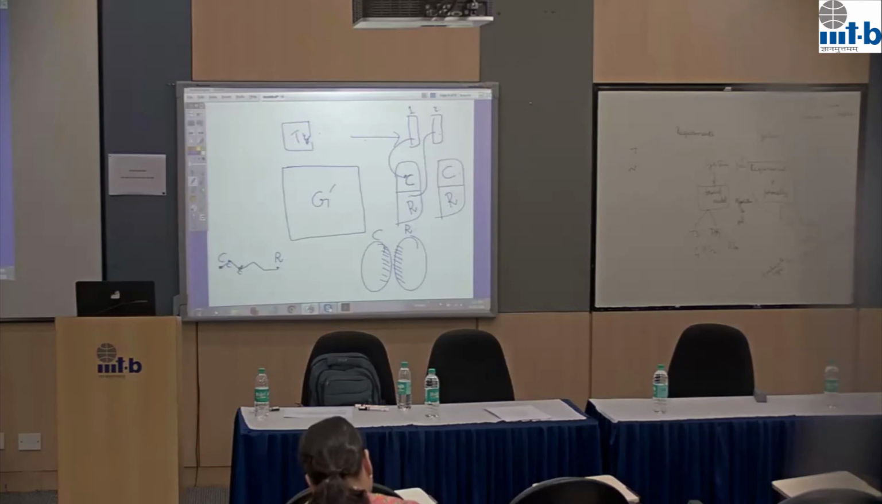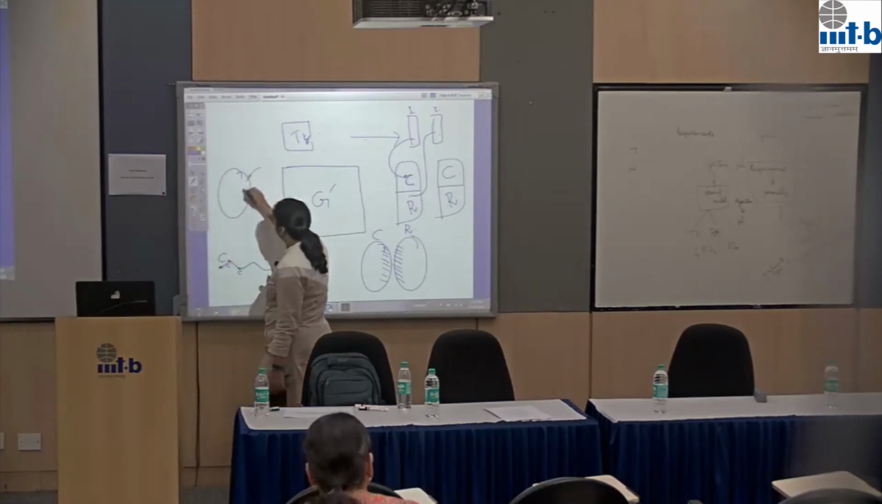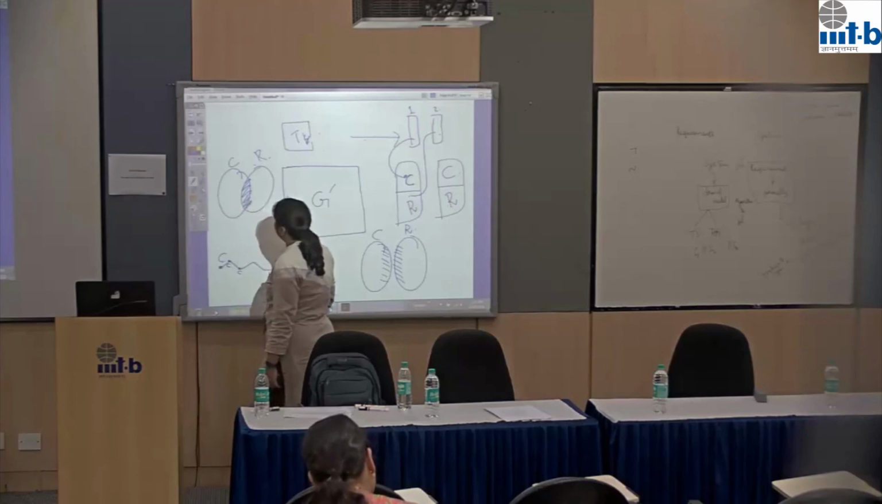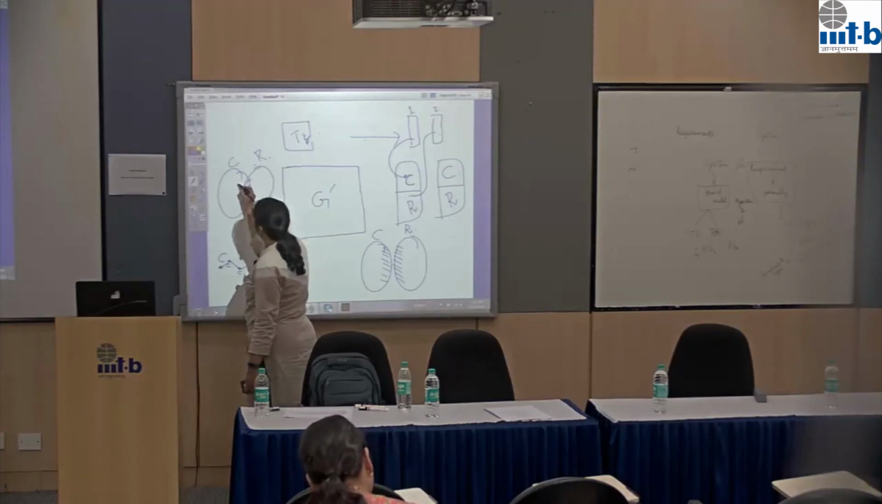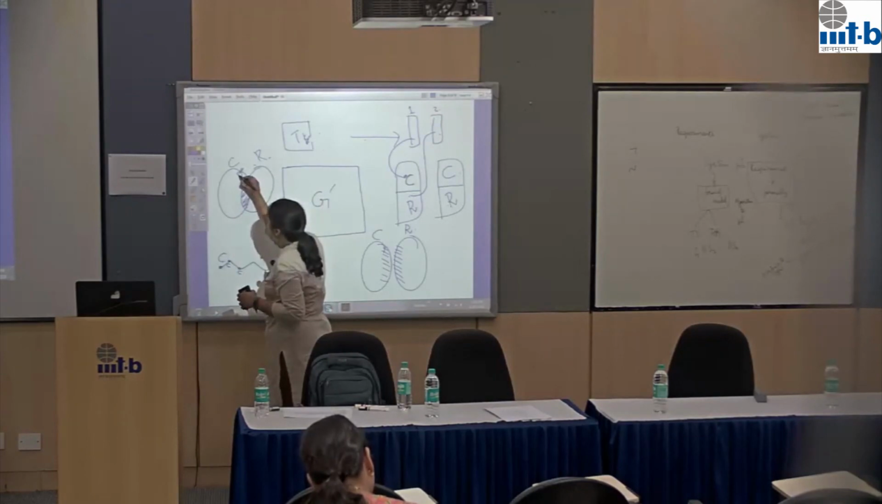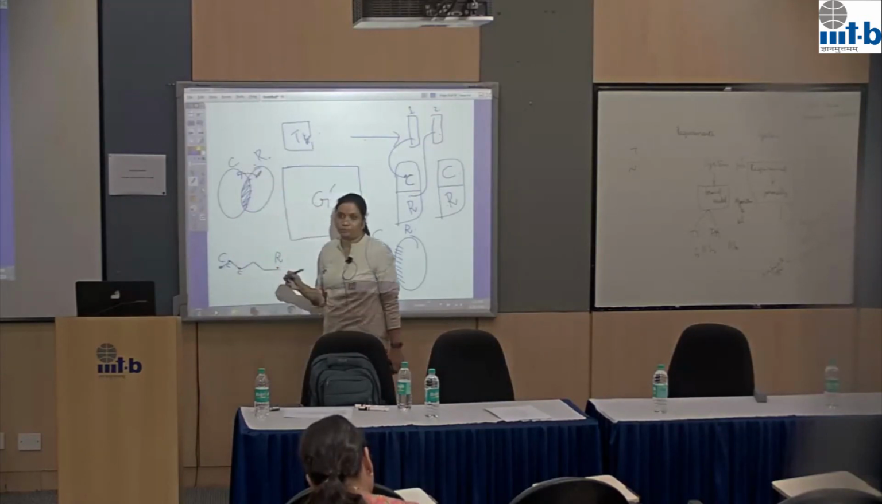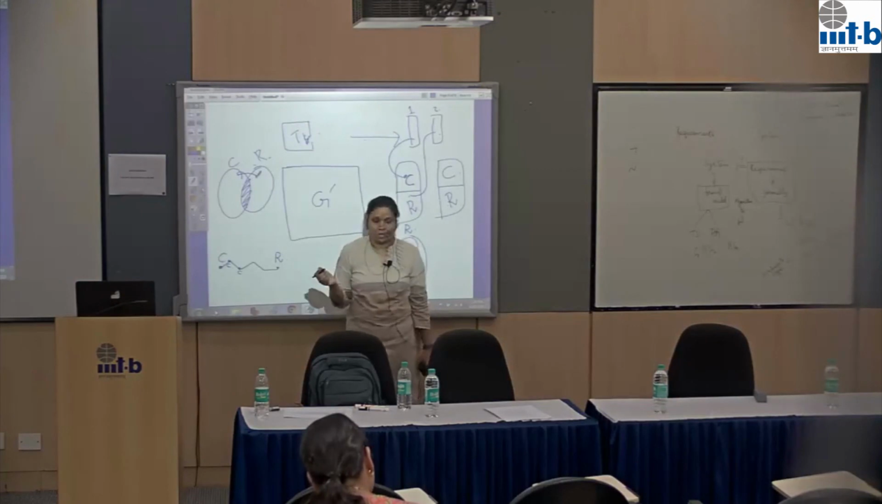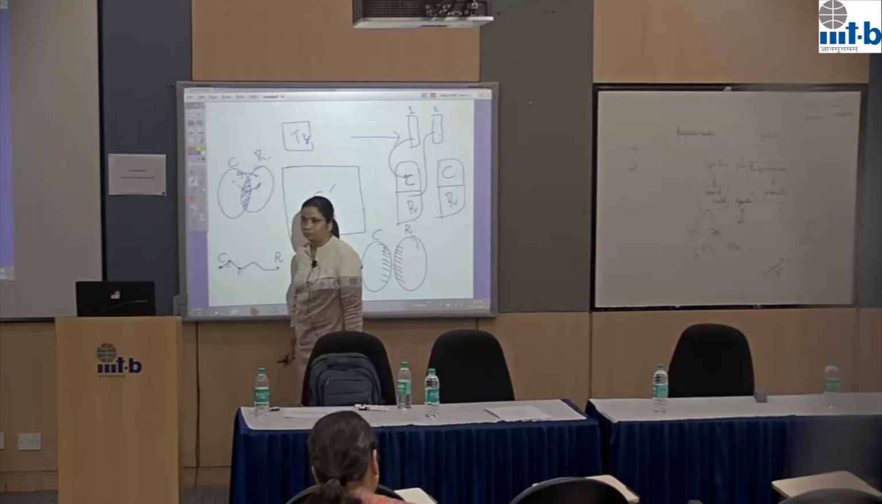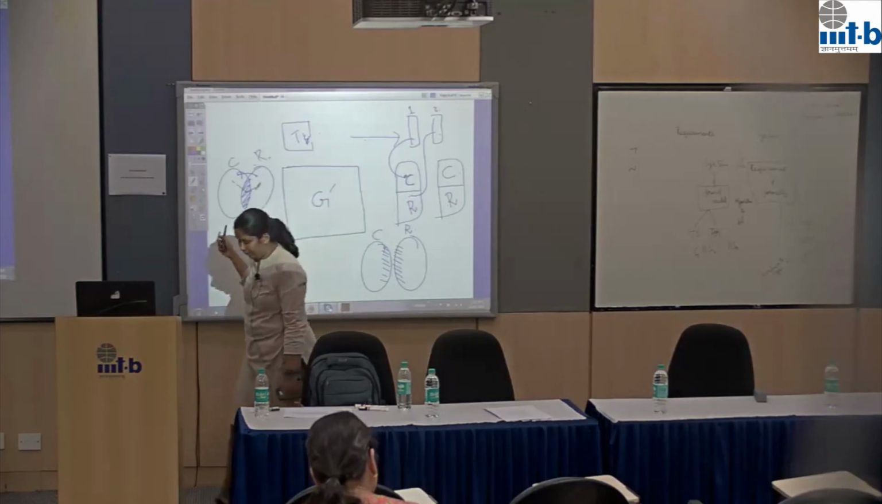In other words, you have two sets and you have to find some vertices such that if you delete these vertices, there is no edge between C and R. All the paths between them should be gone. So this is called a separator of a graph.